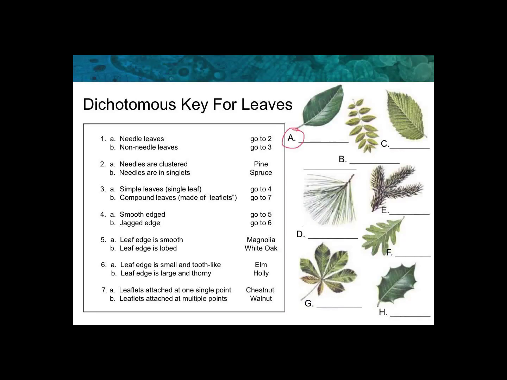So here is a dichotomous key for leaves, and we're looking at A here. The first choice is needle leaves or non-needle leaves, and so obviously it's a non-needle leaf, so then you go down to 3. You completely skip 2, and you're looking at simple leaves or compound leaves. Simple leaves just have one blade, and so there you have it. There's a single leaf. You go to 4. It's either smooth edged or jagged edged. Looks smooth edged to me. So then we move down to the leaf edge is smooth, and magnolia is your choice.